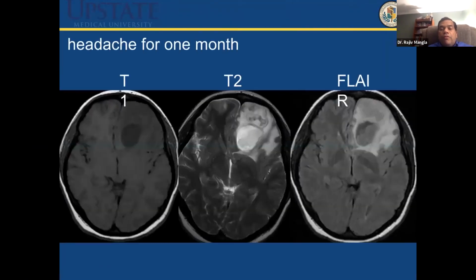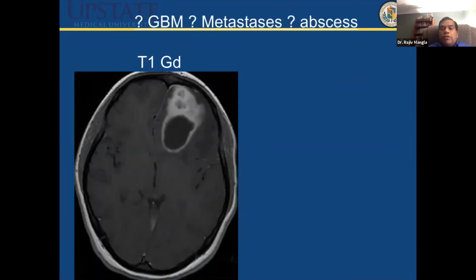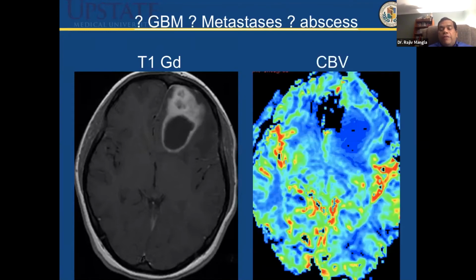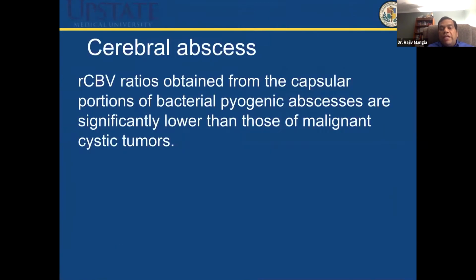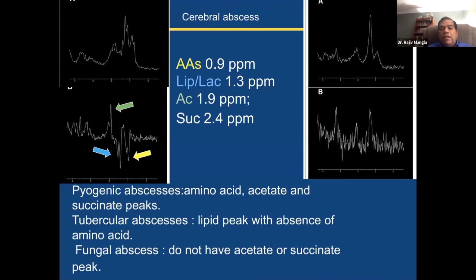So now coming to tumor mimicking lesions. These are enhancing lesions. In cases of abscess, we have very low perfusion, and we can do spectroscopy or perfusion. The same goes for tumefactive demyelinating lesions, because there is no neoangiogenesis and there will be no increased perfusion. So perfusion has a little bit of a role here also, and we can see these acetate or succinate peaks in cases of abscess.